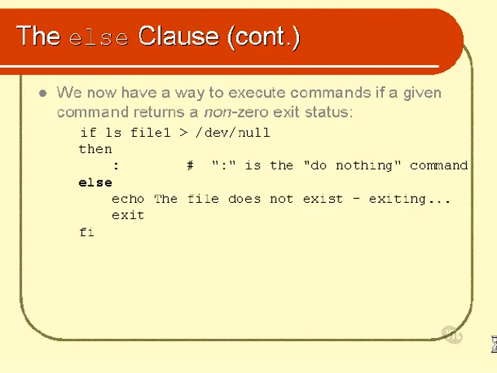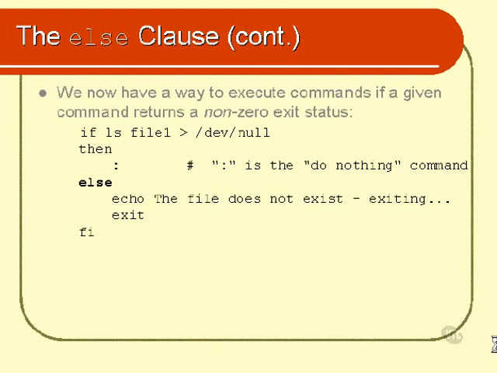Here we're testing to see whether file1 exists or not, and in this code snippet we've decided that if the file does exist, then we really don't care. There's nothing that we want to do if the file does exist. We only want to do something if the file does not exist, and at that point we want to put out an error message and exit the program.